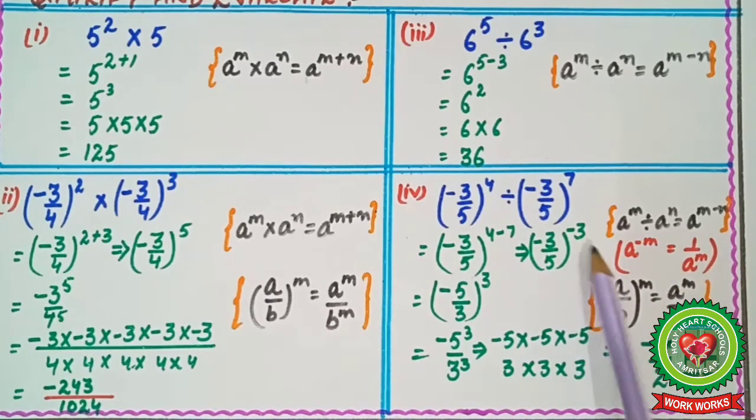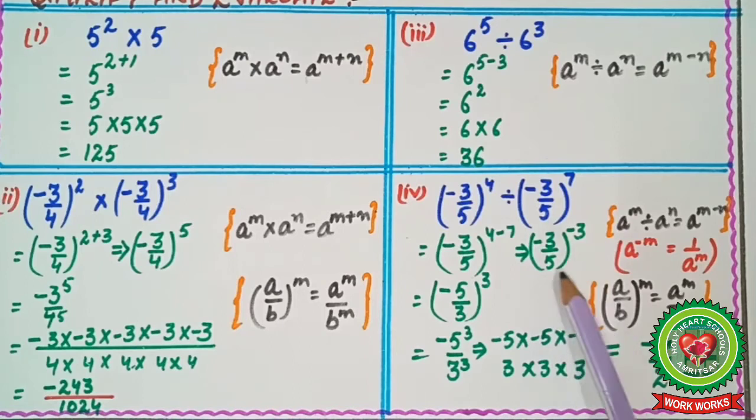Second is that the power is minus, right? So whenever the power is minus, first of all we have to make it positive. For making it positive, we have to use this rule. That means we have to take the reciprocal, right? So when you take the reciprocal, 5 will go up and minus 3 will come down.